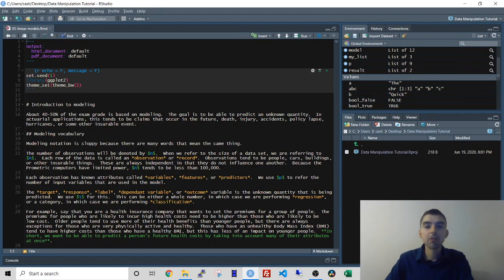This chapter will get you started with modeling. Now you've just seen that R is very good at manipulating data and creating graphics. R is also very good at doing machine learning. This tutorial will get you started.